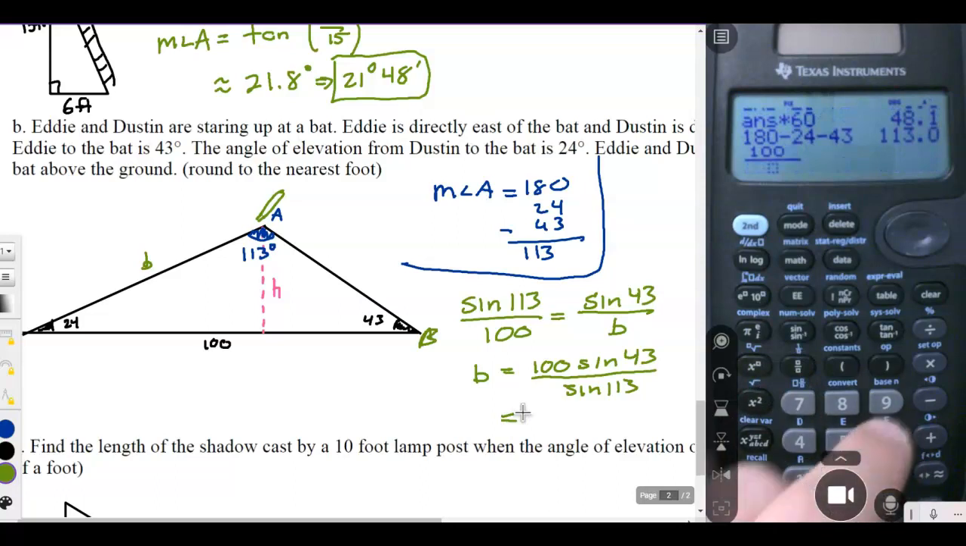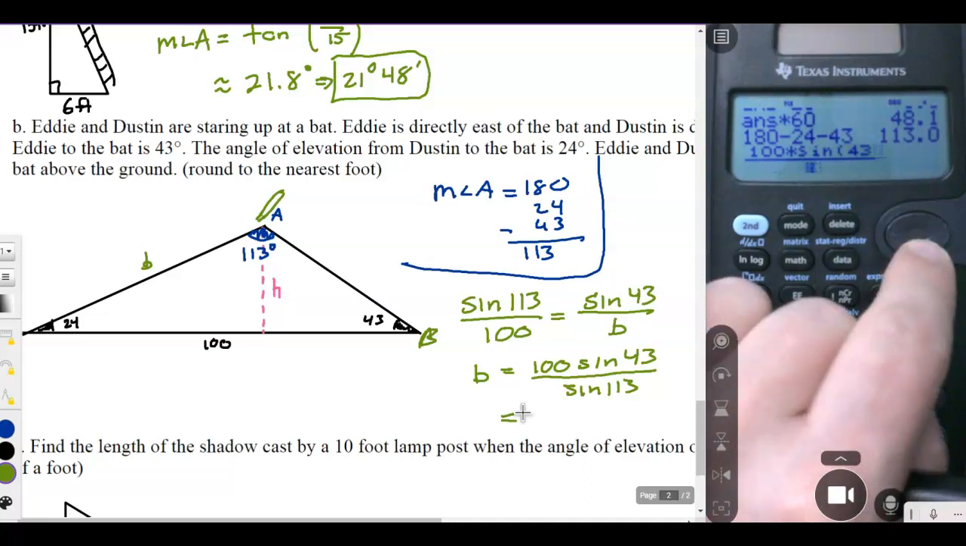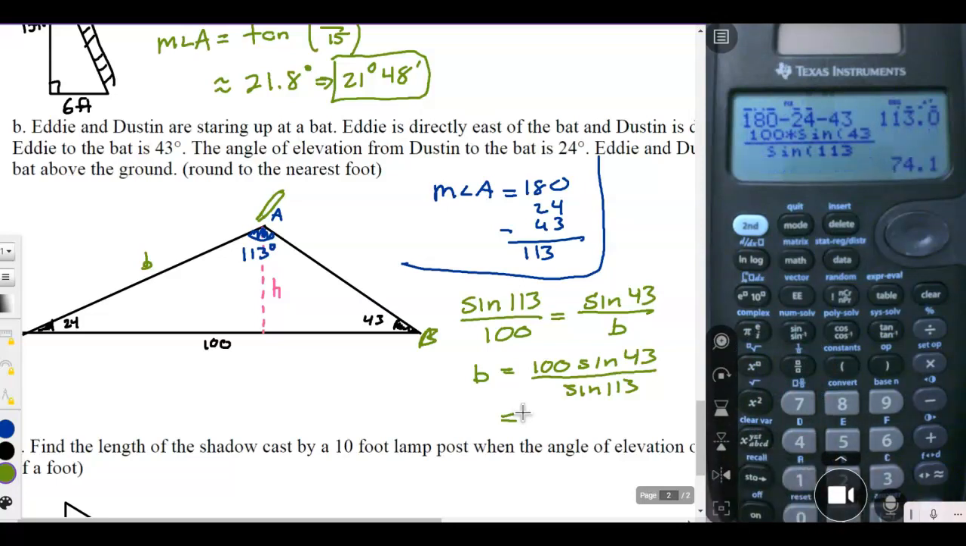So 100 times sine 43 over sine 113. We get 74.1. Alright, so we know B is 74.1. And now we can use just one right triangle. We can use just this right triangle here to help us find H.